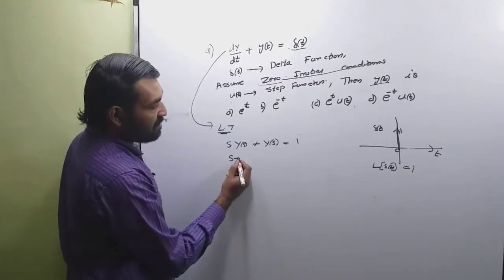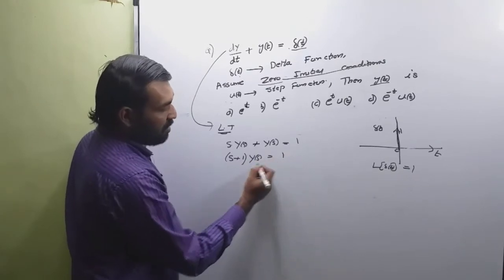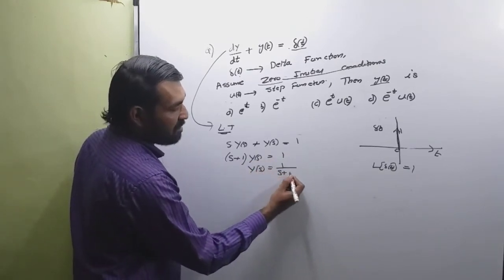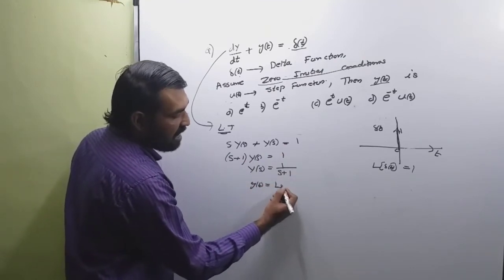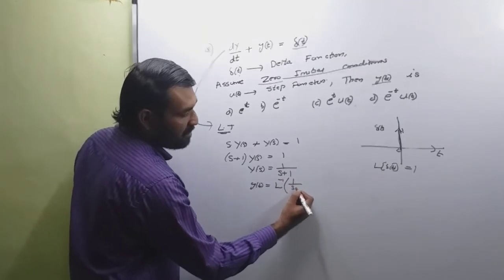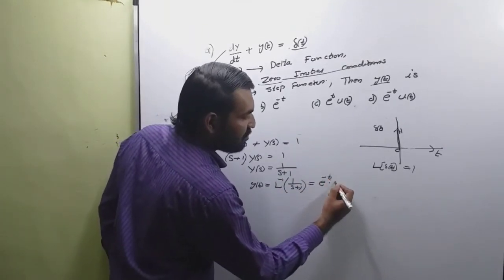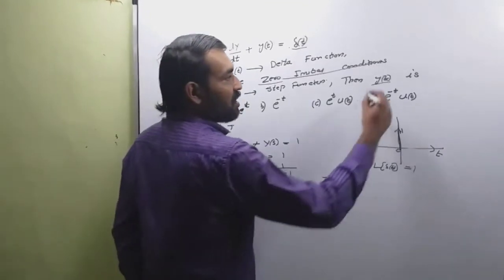So (s plus 1) times Y(s) is equal to 1, or Y(s) is equal to 1 by (s plus 1). Therefore, y(t) is equal to the inverse Laplace transform of 1 by (s plus 1), that is equal to e raised to minus t times u(t). This is the response. So the answer is D.